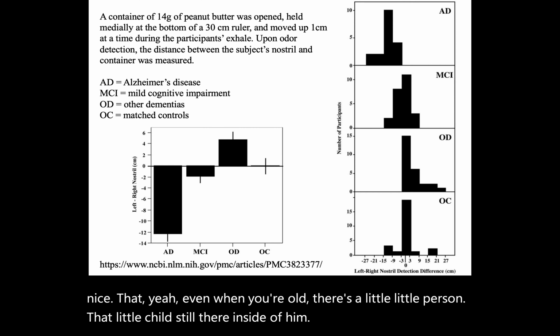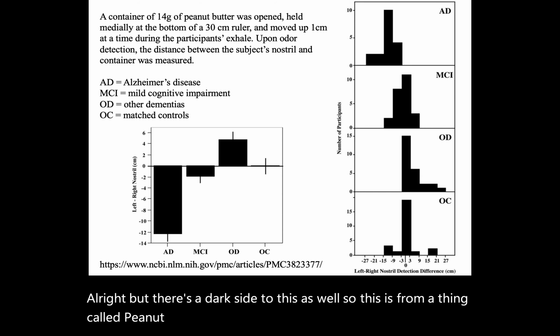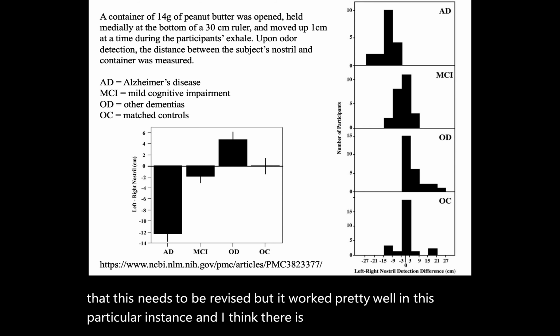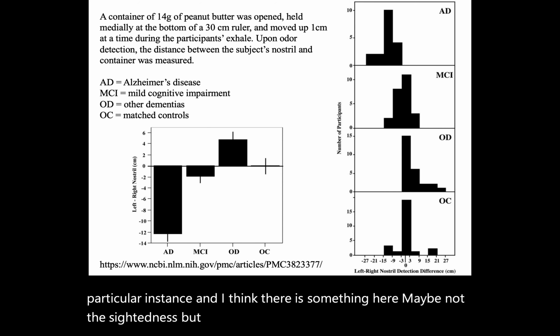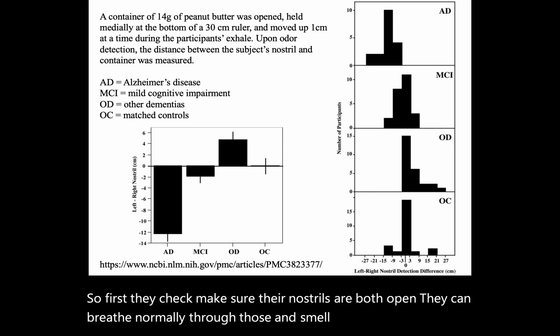All right, but there's a dark side to this as well. This is from a thing called the peanut butter test, which I've seen some studies say needs to be revised, but it worked pretty well in this particular instance, and I think there is something here. Maybe not the sidedness, but something. So the test is, first they checked to make sure both nostrils are open, that they can breathe normally through those and smell things.